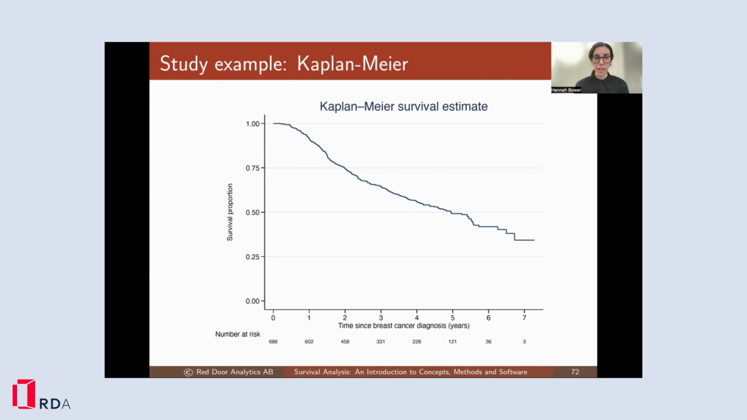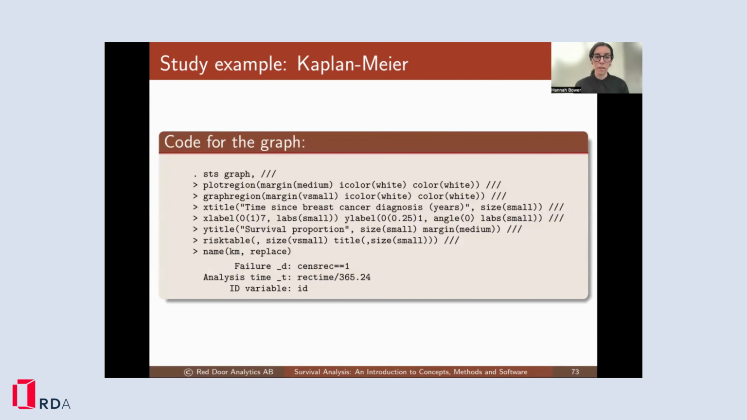Each of the drops here represents an event, so either a death or recurrence within our data set. We can see that this doesn't go down to 0 because we have censored observations. Not everyone experiences the event within our time frame. So here's the code for the graph if you want to replicate that. We use the sts graph command. There are lots of options here that you don't necessarily need, just to make it look nice. But basically you need the sts graph command.